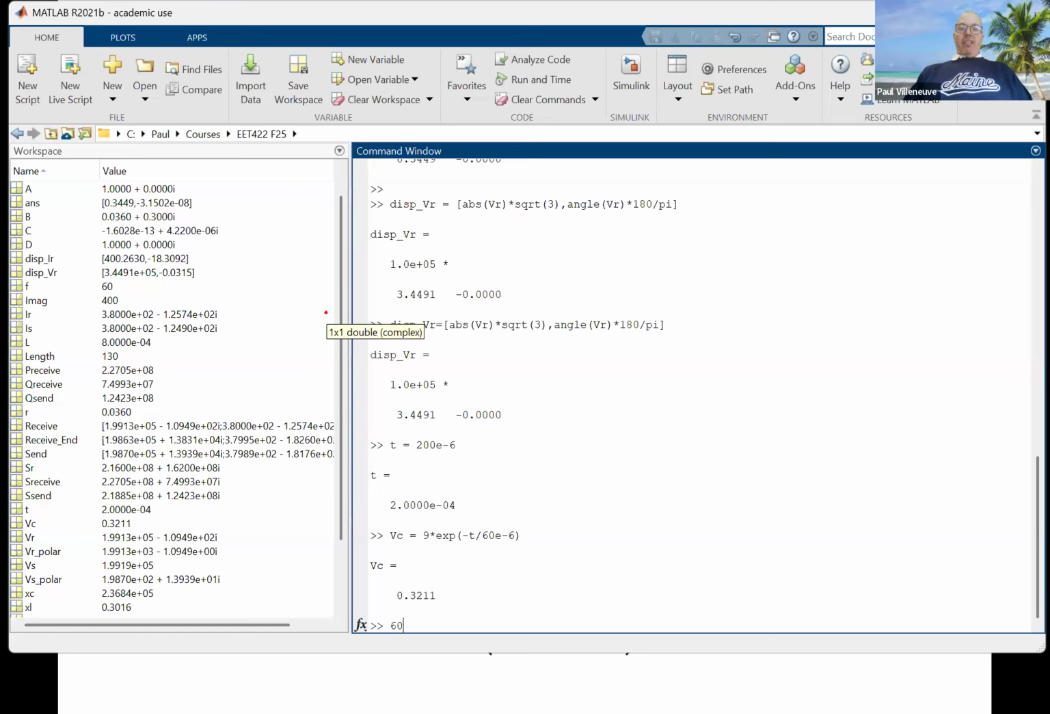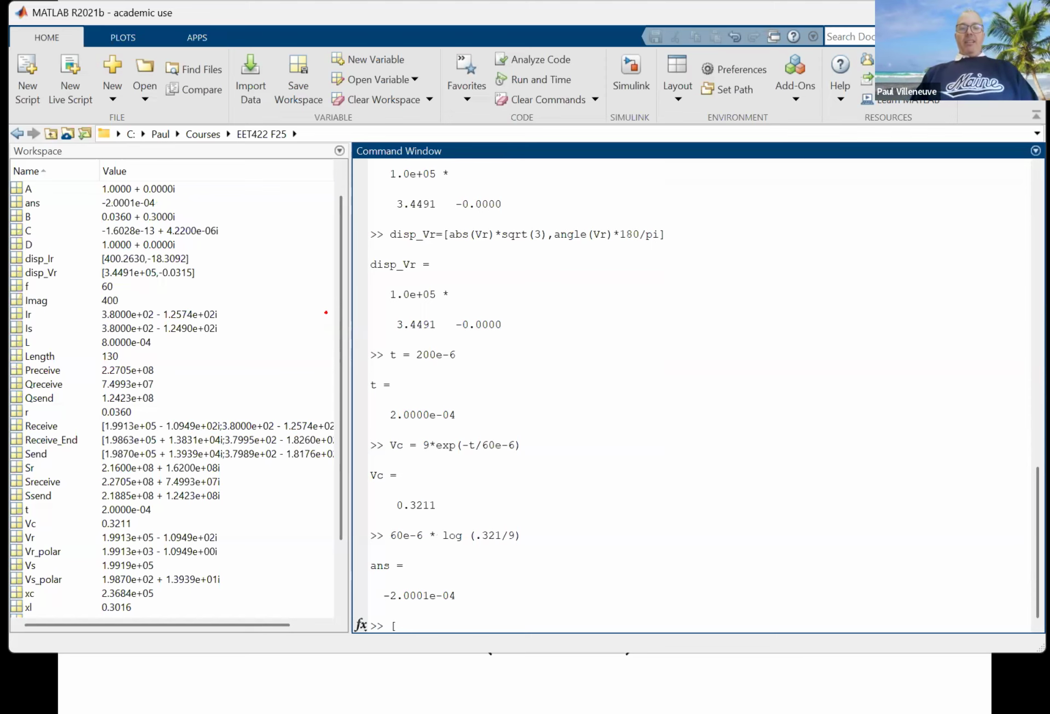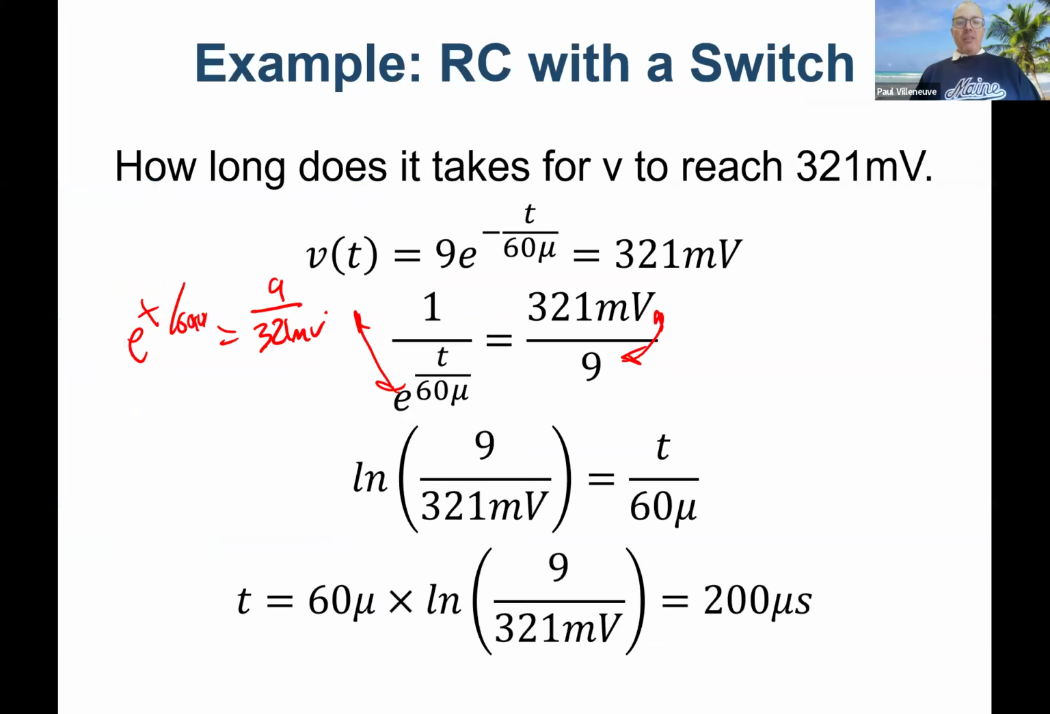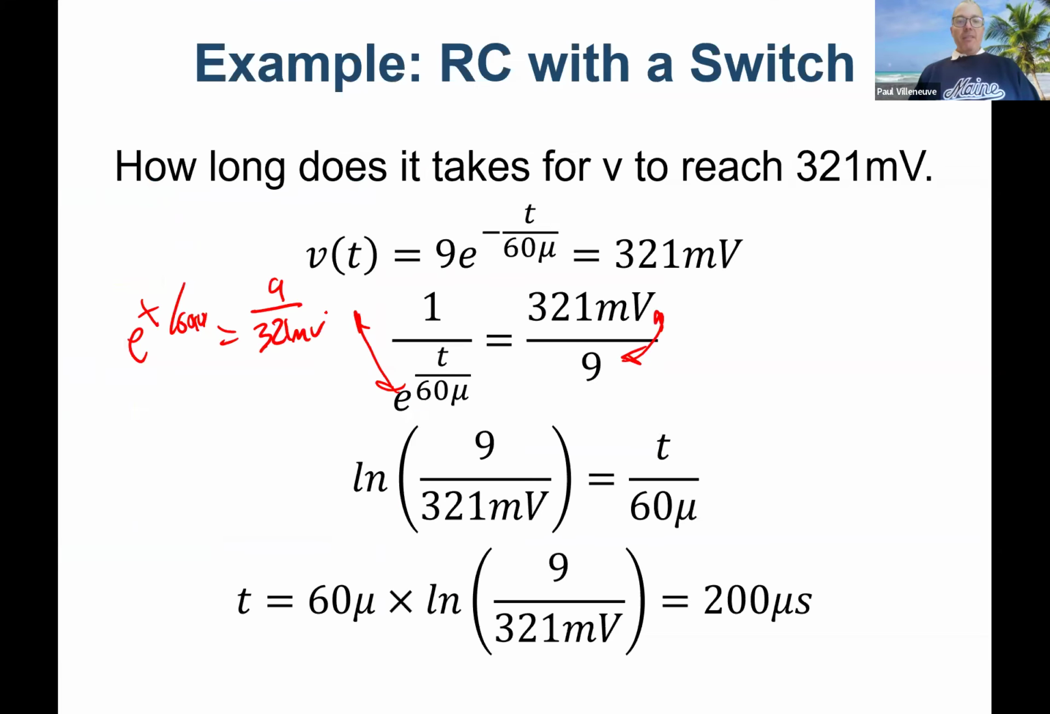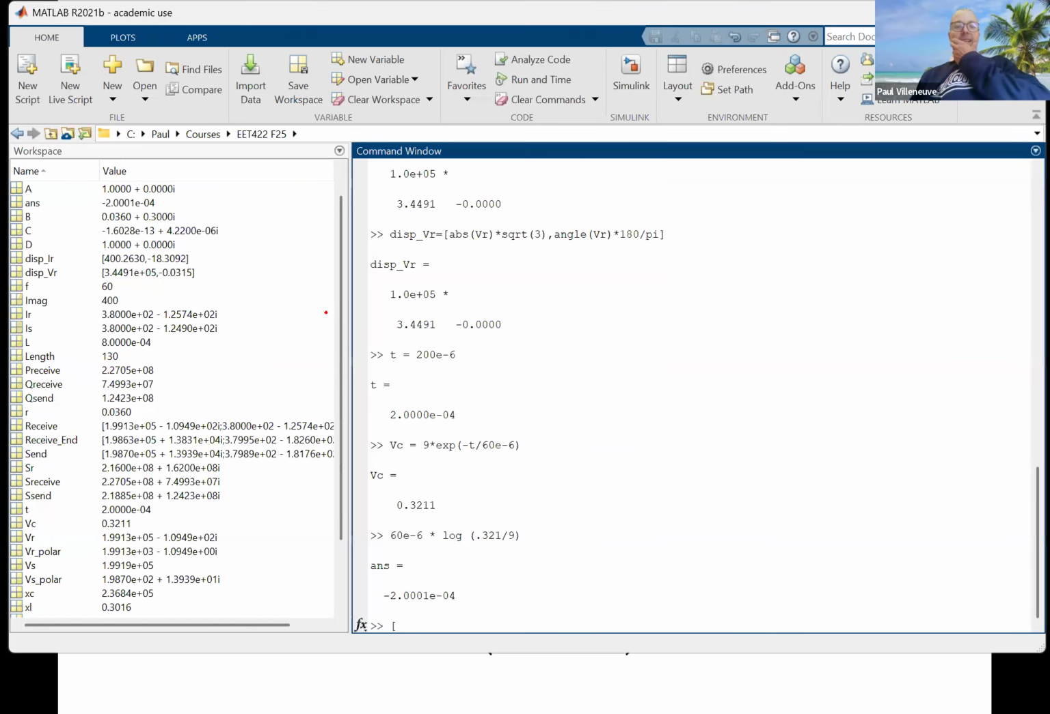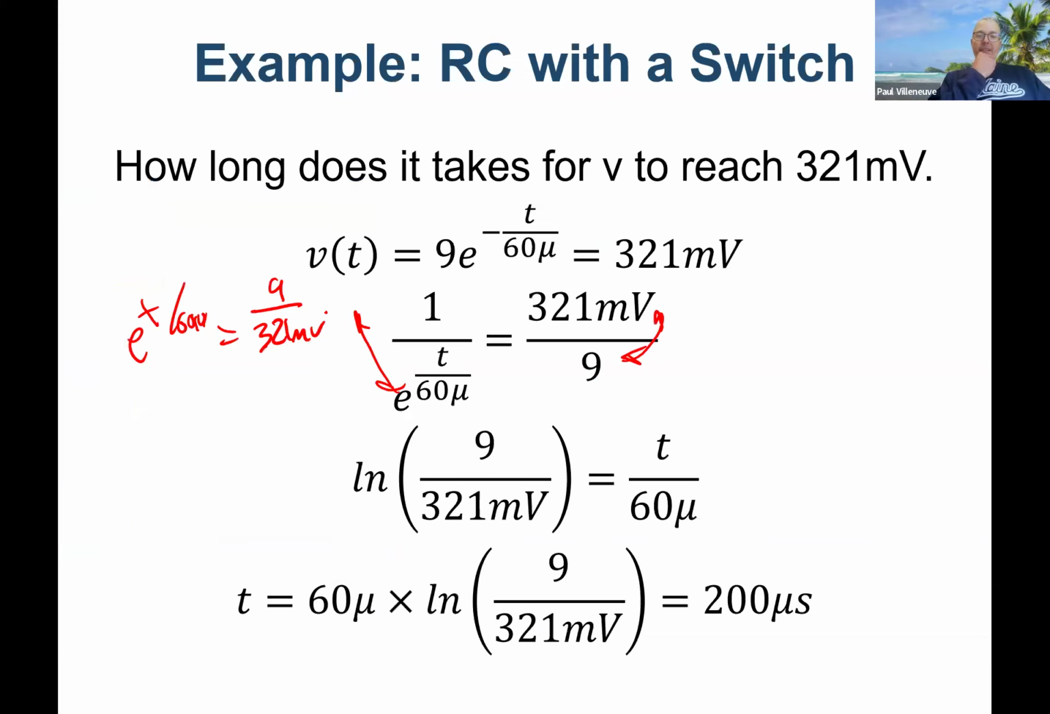Again, you can just do this in your calculator. So 60 micro is 60 e to the minus 6. Multiply that by the log, which is natural log, of 0.321 divided by 9. And, whoops, 60 micro. Why do I have a negative 200? I shouldn't have a negative, I should have a positive 200, but why do I have a negative?